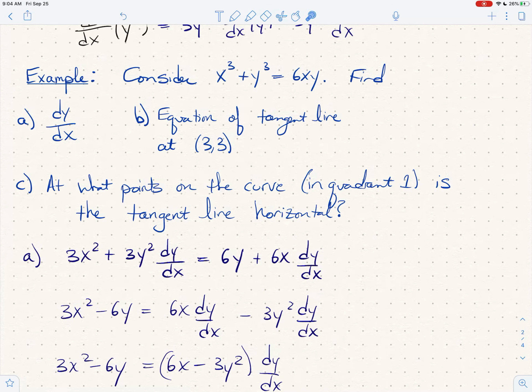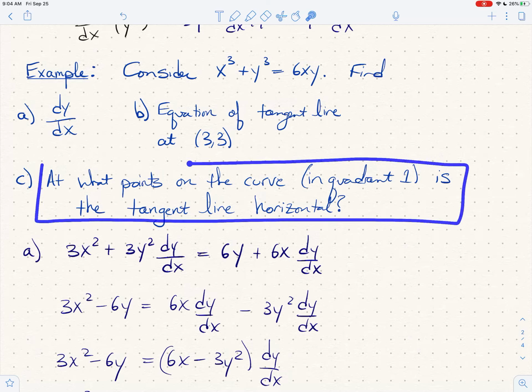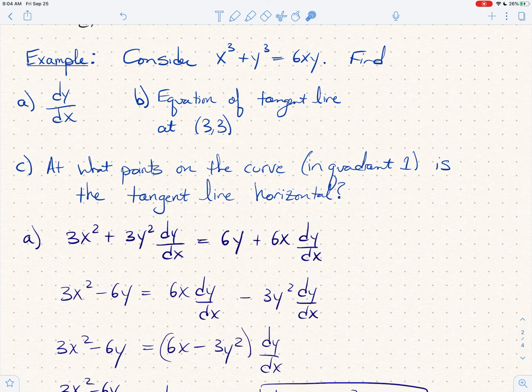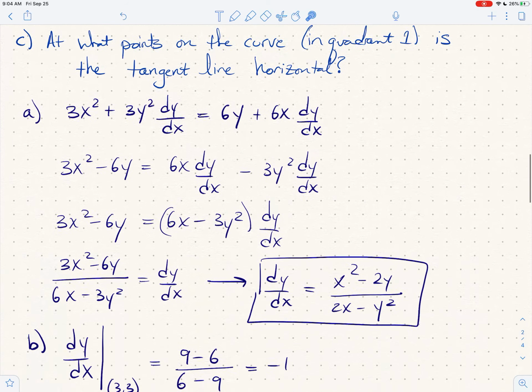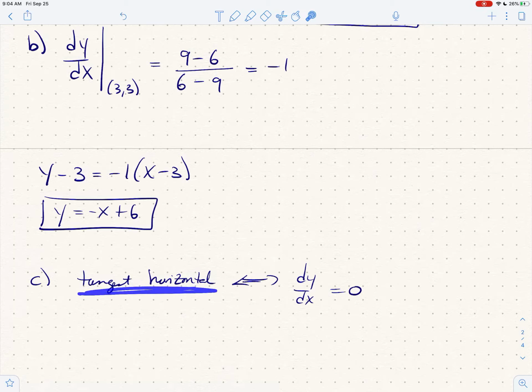So the question is asking me for at what points on the curve in quadrant 1 is the tangent line actually horizontal? And so I want to solve part C without thinking about what the graph looks like. You've seen it now, but we don't need to have seen the graph to be able to work out part C. So here we go. Let's do it together. So for part C, what I'm looking for, the tangent line horizontal, that happens if and only if the derivative dy dx is 0, right? The slope of the tangent line needs to be 0. Wow, that was a really messy tangent line.